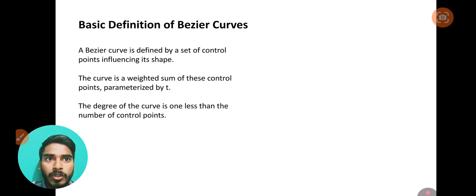Basic definition of Bezier curves. A Bezier curve is defined by a set of control points influencing its shape. The curve is a weighted sum of these control points parameterized by t. The degree of the curve is 1 less than the number of control points.